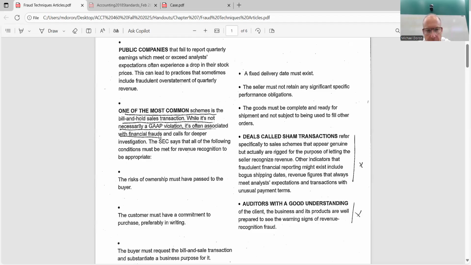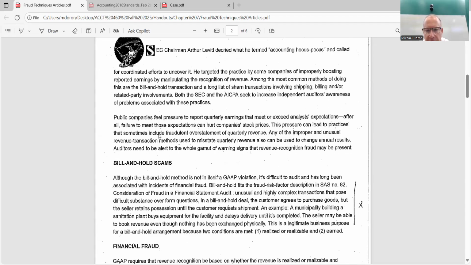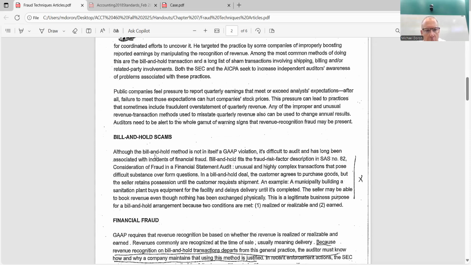Okay. And then he gives an example as well. Although bill and hold method is not in itself a GAAP violation, it's difficult to audit and has long been associated with incidents of financial fraud. Bill and hold fits the fraud risk factor description in SAS 82, consideration of fraud in a financial statement audit. You remember we read that one, consideration of fraud. I just think the number's different now.